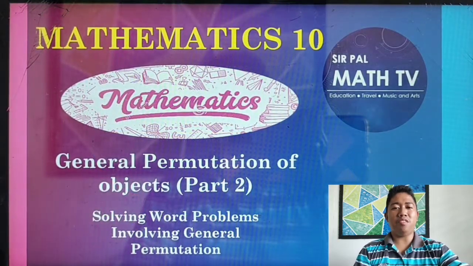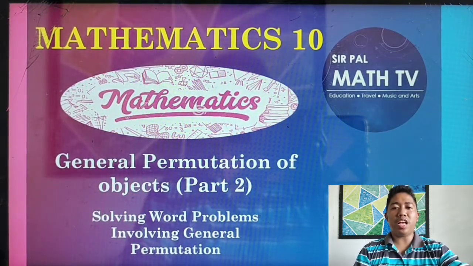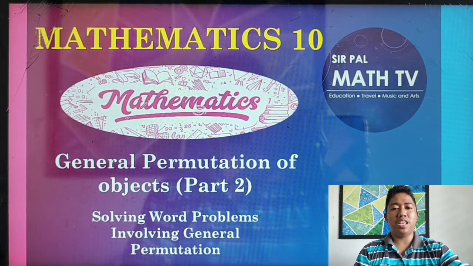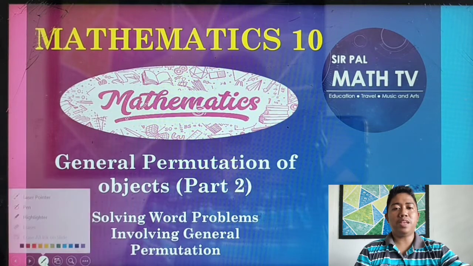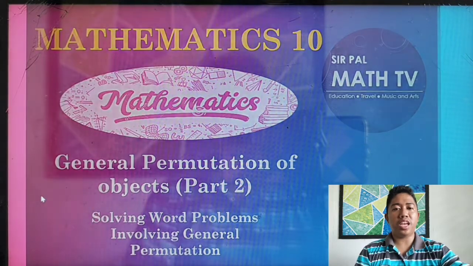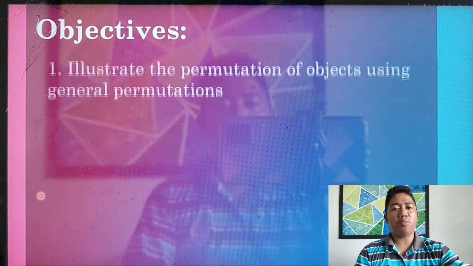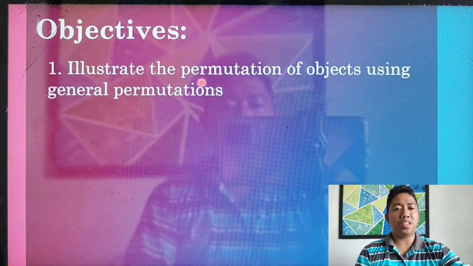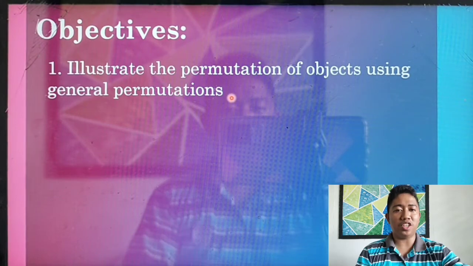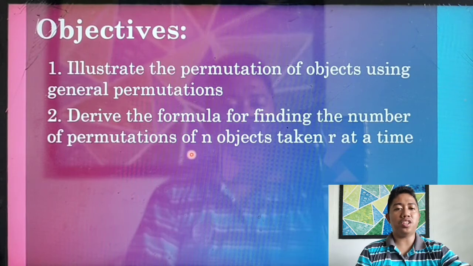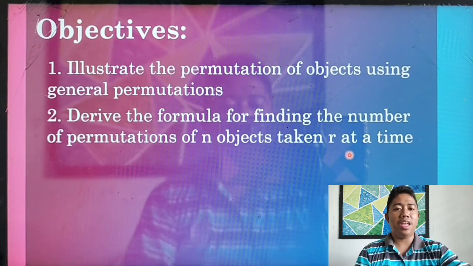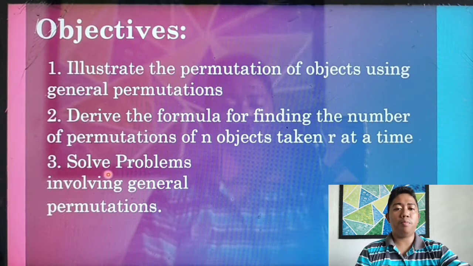This is the second part of our video lesson in which we are talking about the general permutation of objects, specifically solving word problems which involve general permutation. So let us begin with our learning objectives for today's lesson. First, you will be able to illustrate the permutation of objects using the general permutations. Second, you will be able to derive the formula for finding the number of permutations of n objects taken r at a time. And lastly, you will be able to solve problems which involve general permutations.